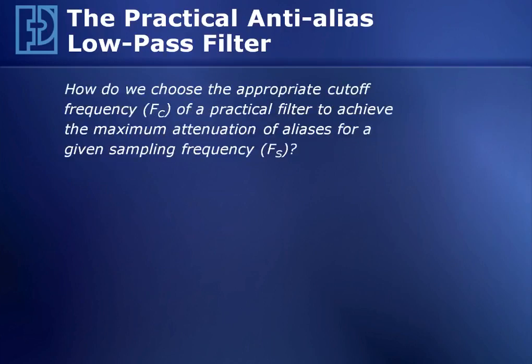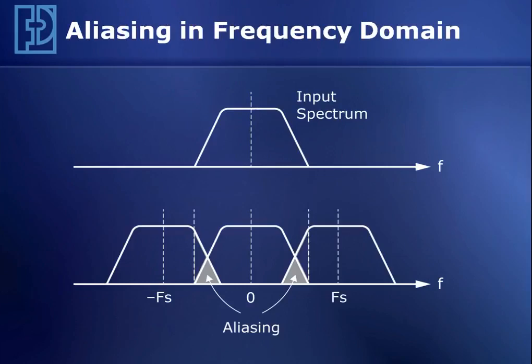So, using a practical anti-aliasing filter, how do we choose the cutoff frequency to achieve the maximum attenuation of aliases, or the required attenuation of aliases, for a given sampling frequency? Well, looking at the process of aliasing in the frequency domain, the sampling process creates images of the baseband spectrum that are replicated at integer multiples of the sampling frequency. And those images, where they fold back into the baseband image, is where aliasing occurs. That is happening in the shaded region of this diagram. We can see aliasing occurring in the transition region of the signal at baseband.